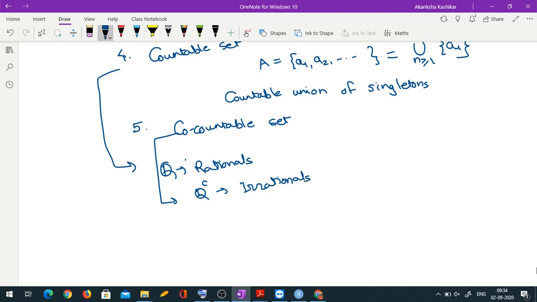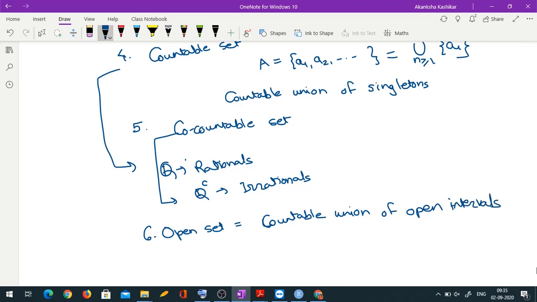Intervals are already Borel sets, finite sets are Borel sets. Any open set can actually be expressed as a countable union of open intervals. Maybe in the next lecture we'll try to give a proof for this, or you can search. So every open set can be expressed as a countable union of open intervals. Therefore, every open set is a Borel set, and then every closed set, by complementation, because it's a complement of an open set, would also be a Borel set.